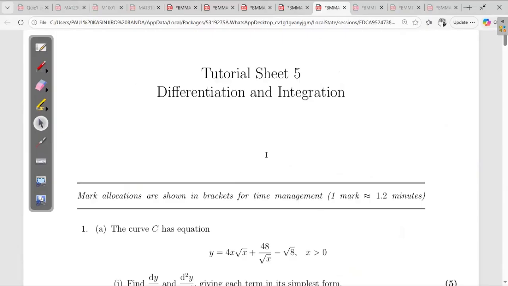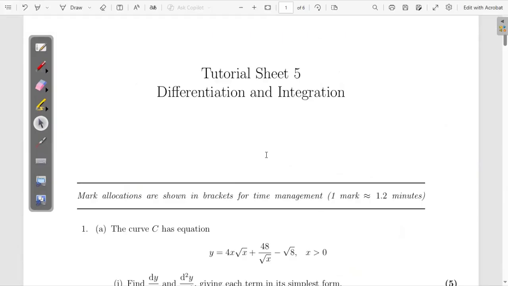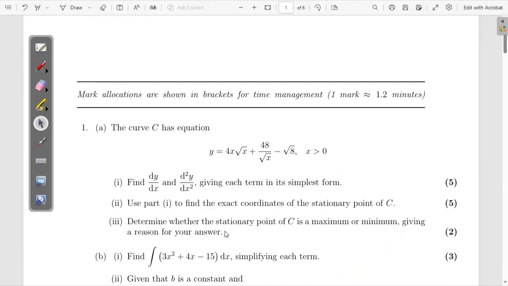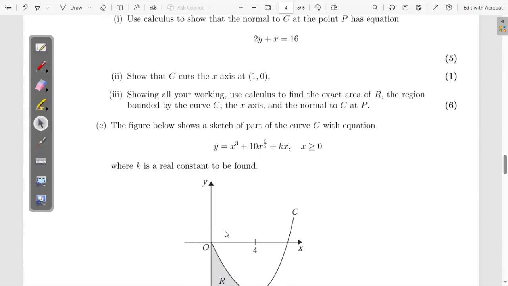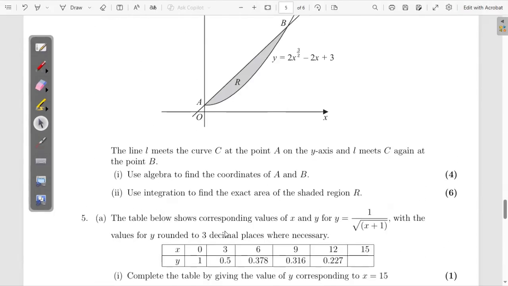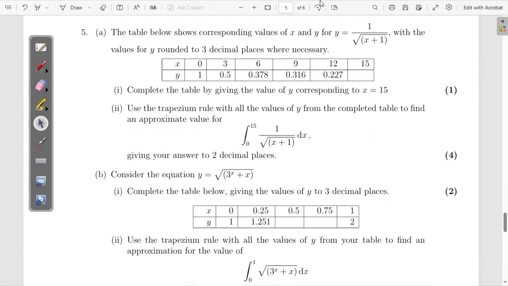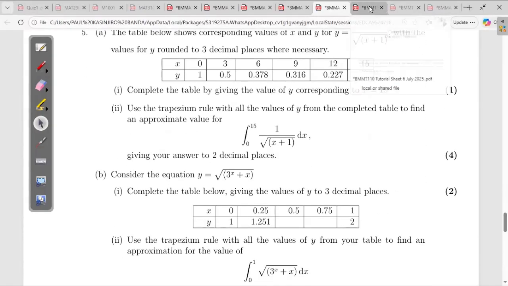Tutorial sheet five, differentiation and integration. This is a topic that most students find difficulties with or challenges. Okay, I've shown how you can differentiate in a very easy way. How many questions did this tutorial sheet have on differentiation? It had how many questions? 5 questions. We've solved all of them and you can access them on the website.